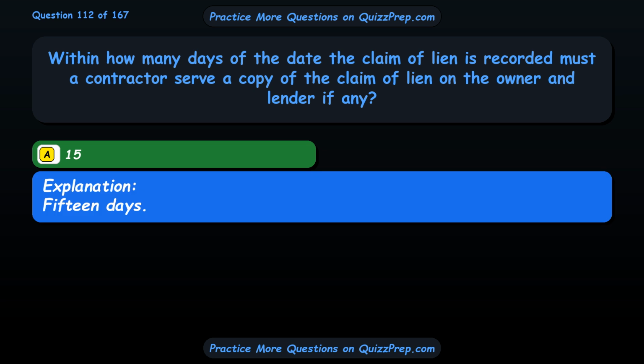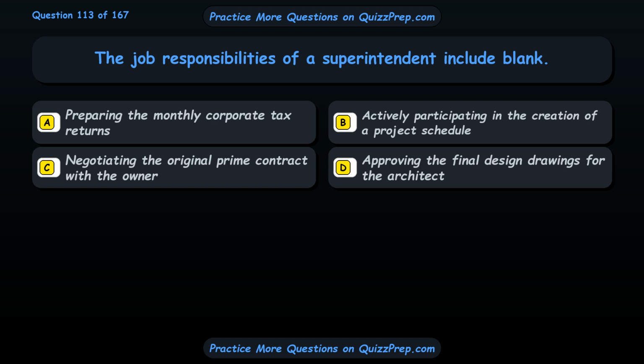15 days. Question 113. The job responsibilities of a superintendent include blank. Option A, preparing the monthly corporate tax returns. Option B, actively participating in the creation of a project schedule.